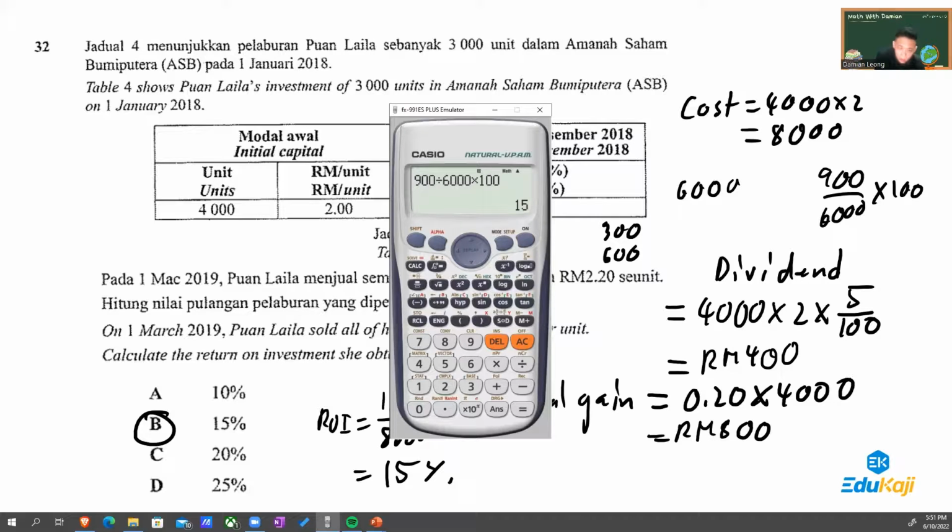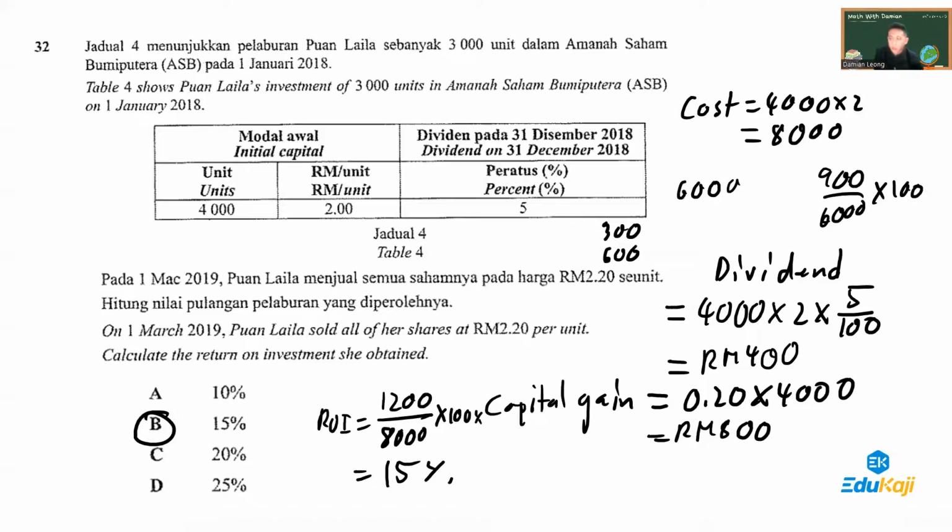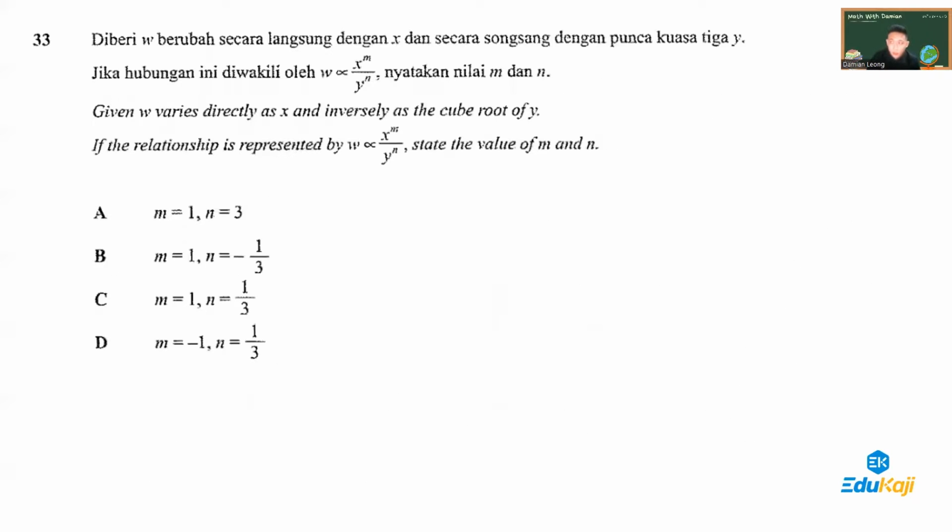Yeah. So either way, actually, you will get 15%. It's just that which one you follow. Okay, you cannot follow both at once. You have to pick one to follow. Yeah, that's question 32. 33 here.